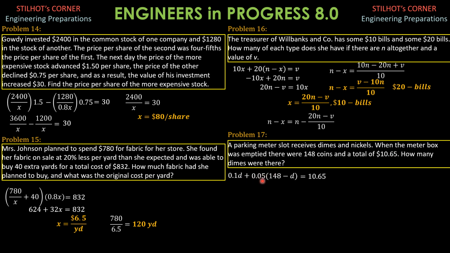So 0.1D minus 0.05D is 0.05D, plus 0.05 times 148 is 7.4, equals 10.65. 0.05D is 10.65 minus 7.4, and that's 3.25. So D is 3.25 over 0.05, and D is 65.